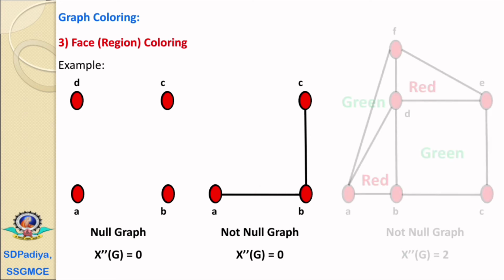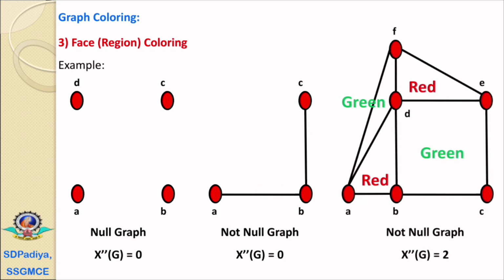Let's have the third example. It is a graph with 6 vertices A, B, C, D, E and F. Here we can find 4 regions. The first is a triangle A to B, B to D and D to A. The second is a square B to C, C to E, E to D and D to B. The third is again a triangle A to D, D to F and F to A. And the fourth is D to E, E to F and F to D.